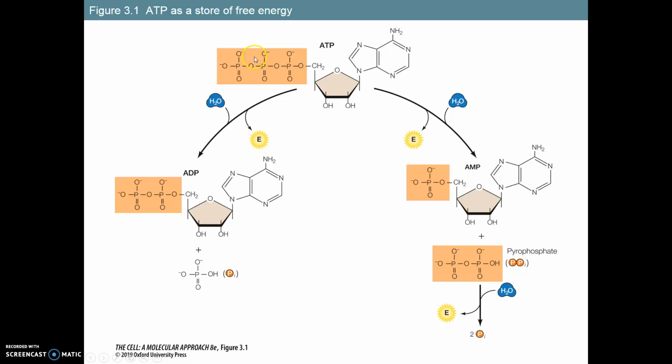Similarly, instead of taking off a single phosphate, we can take off two phosphates, leaving only AMP, a single monophosphate group, but also liberating this pyrophosphate compound, which is two inorganic phosphates still coupled together. Pyrophosphate inside of a cell is rapidly broken down into individual phosphate molecules. So here we actually get release of energy from the potential bond and increase in entropy here, and another boost over here.